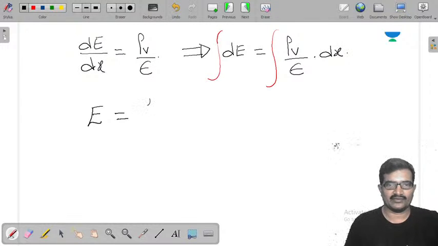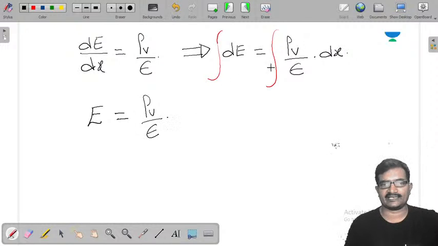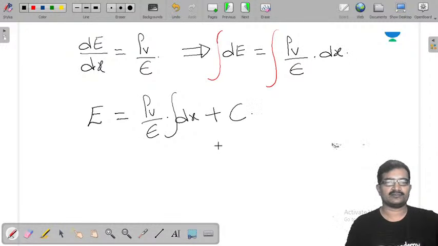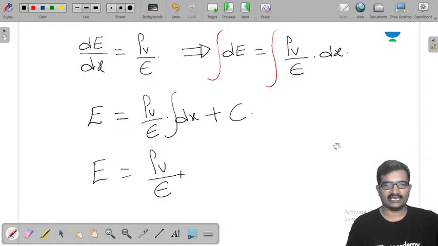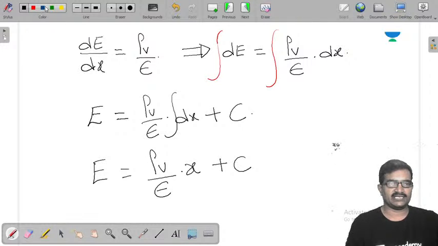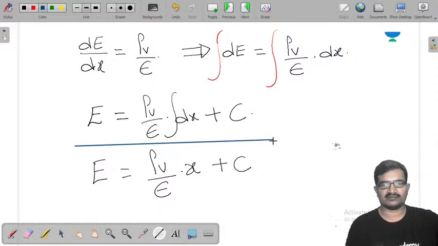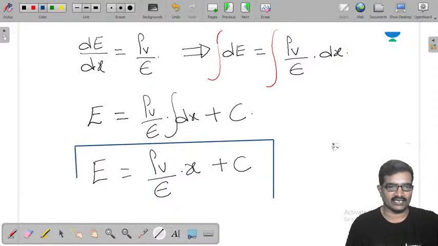So now it is rho V by epsilon into integral dx plus C. Now I am writing this: E equals rho V by epsilon into integral dx, which is x plus C. This is the standard equation for electric field.